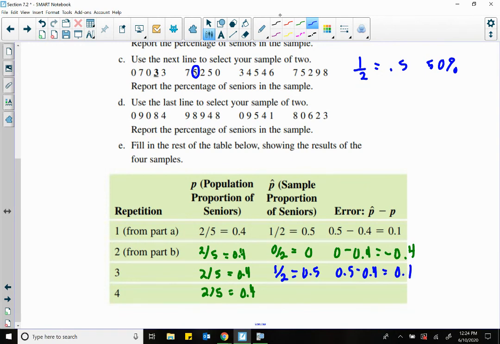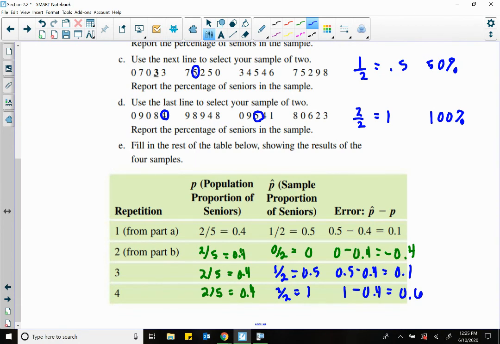Okay, and then down here, part D. So it looks like the first person we choose is 4, because none of these are possible. 9, 8, don't do 4, no 8, 0, 9. The next person we choose is 5. So that's 2 out of 2, which is equal to 1, or in other words, 100%. So down here, this is 2 out of 2 equal to 1. 1 minus 0.4 equals 0.6. And there you go.